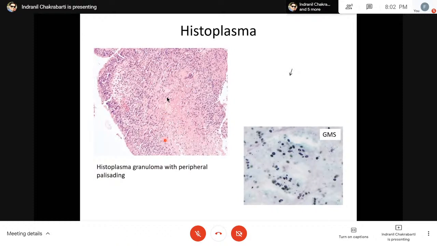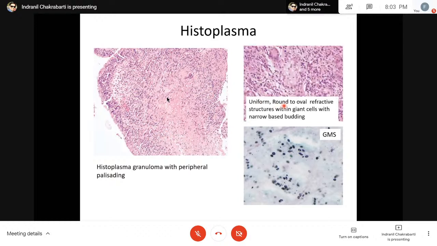Here you can see a granuloma. There is peripheral palisading of histiocytes. So in Histoplasma, we get histiocytic lesions. They are filled with organisms in the acute form, or in the chronic form, we get necrotizing or non-necrotizing granulomas. So either the granulomas are necrotizing, like tuberculosis, or they can be non-necrotizing. But we should look for uniform round oval refractile structures within the giant cells with narrow-based budding.